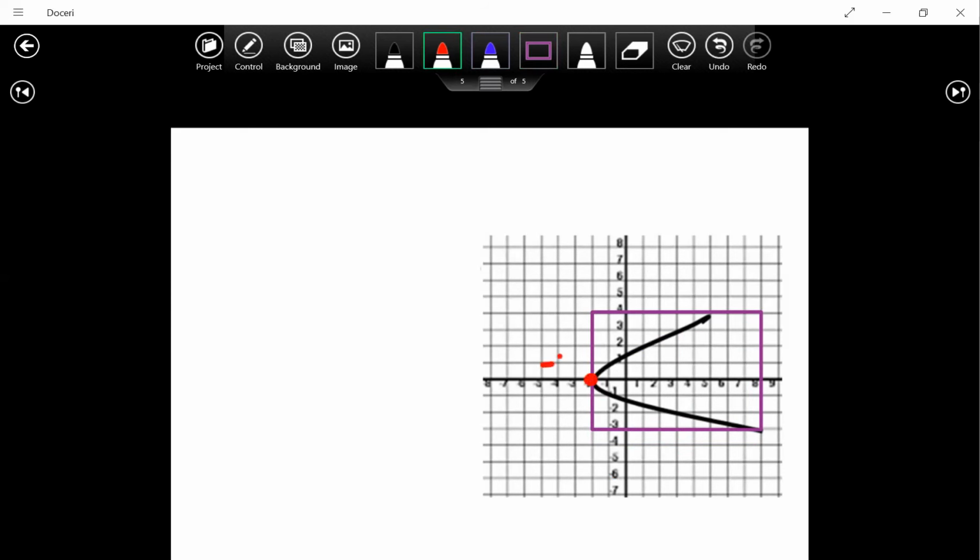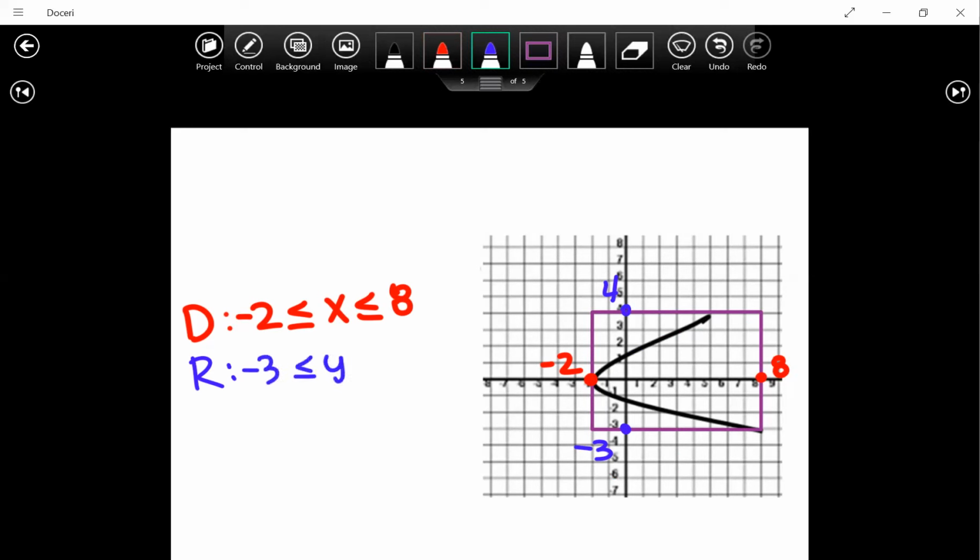So there's going to be -2 to 8. So my domain will be from -2 less than or equal to x, which is less than or equal to 8. Again, domain is x values. Range, I'm looking at my lowest values, -3 to 4. So those are my intersections. -3 is less than or equal to y, which is less than or equal to 4.